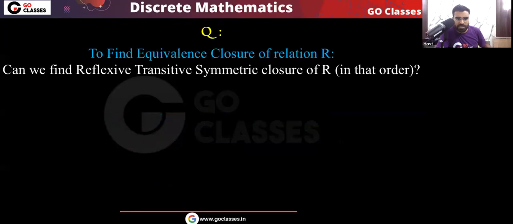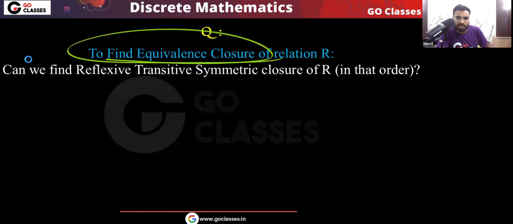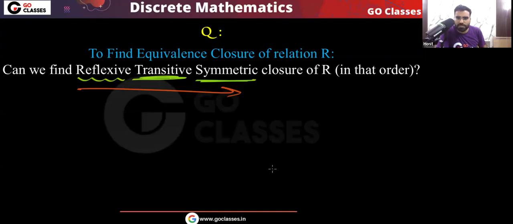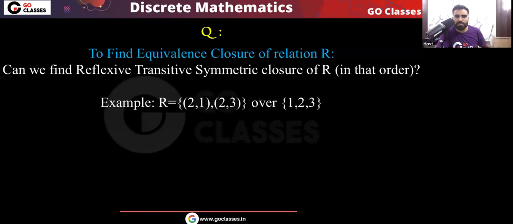Let me ask you this simple question. To find equivalence closure of relation R, can we find reflexive, transitive, symmetric closure? Means, can we change the order of transitive and symmetric? To find the equivalence closure of relation R, can we first find reflexive closure, then transitive, then symmetric? Will this order work? Let me tell you, this order will not work. Let me give you one example.